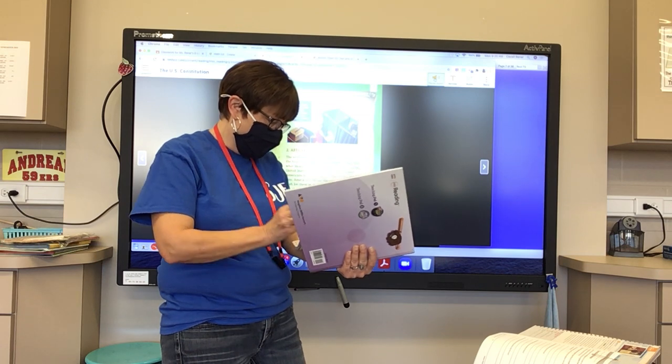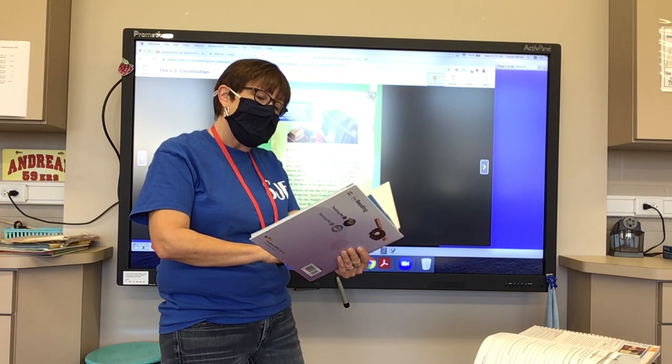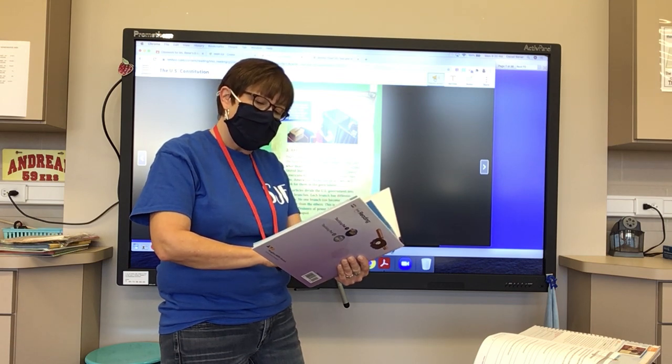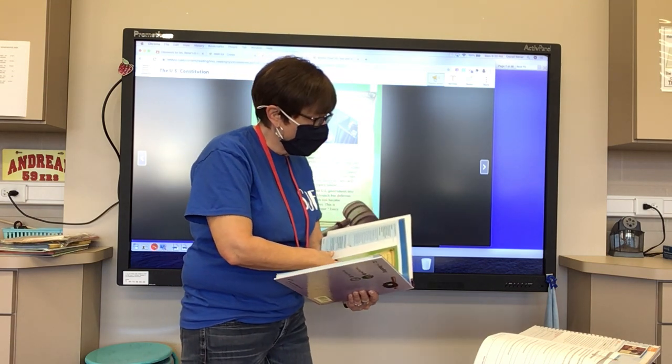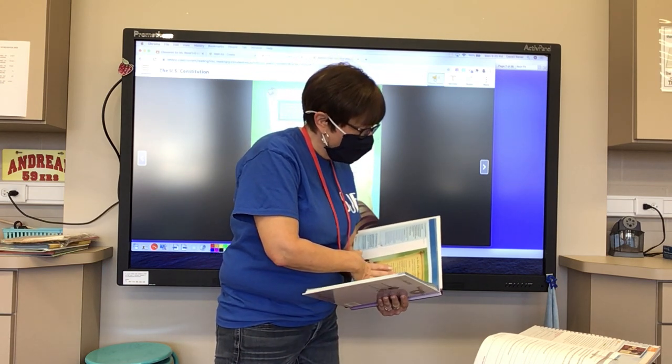This is called a balance of power. Every branch is equal. The Articles allow people in government to keep all Americans safe. They say that the government can build an army and a navy to guard the country.